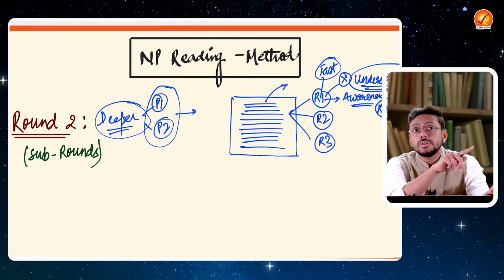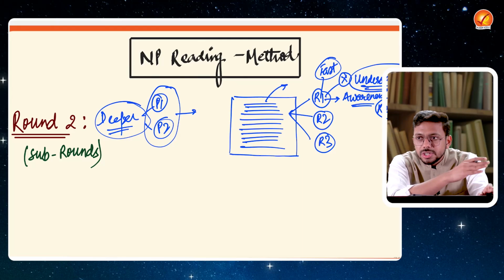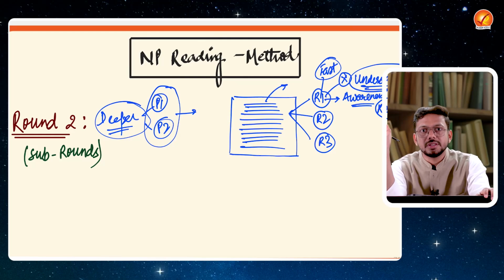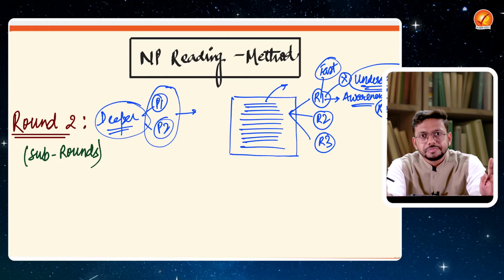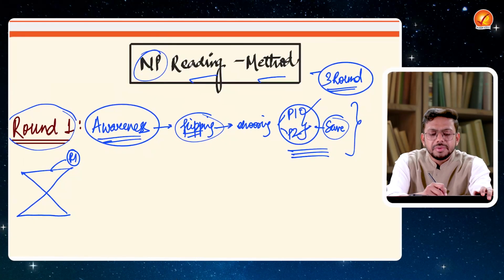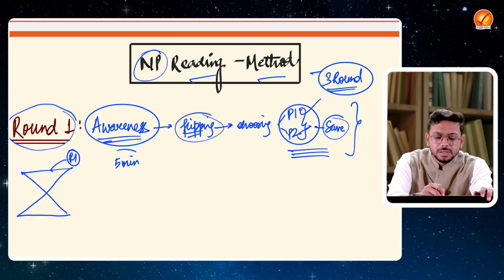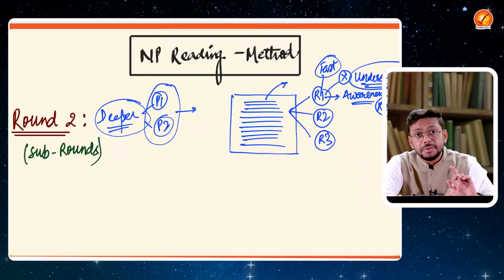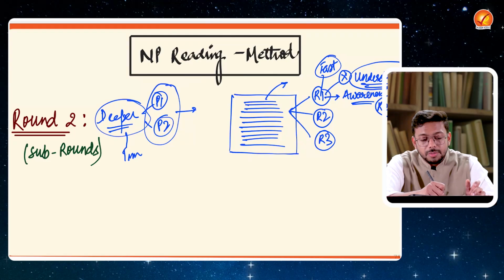Just like the first round of newspaper reading, it was just flipping the pages and marking, okay, this topic is important, this topic is important. That was a fast round. In 5 minutes, you will be done. This particular round, the round 1, will hardly take 5 minutes. When you come to round number 2, it is a deeper round. This is going to take a good amount of time.